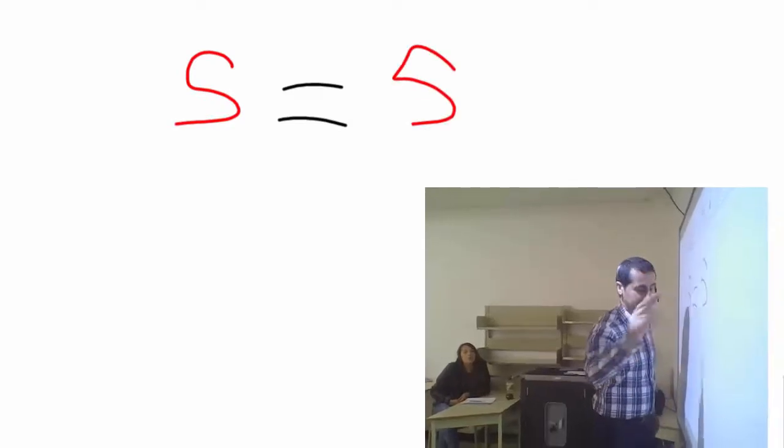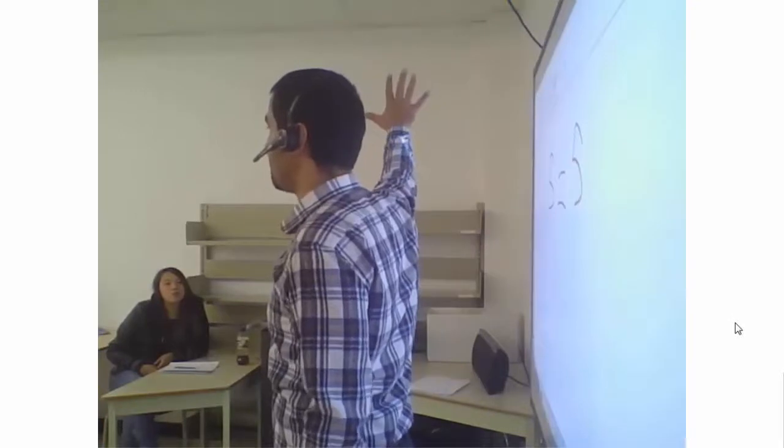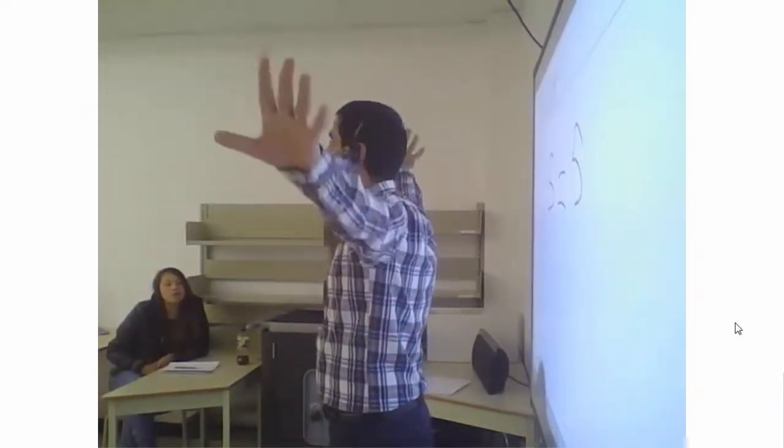This is the equation sign, and I want to tell you that when we have an equation sign, that means you've got a right side and a left side. They are equal. I was saying we have the right side and the left side. What do I mean by that? On the right side, you have 5 fingers. On the left side, you also have 5 fingers, and they are equal to each other.